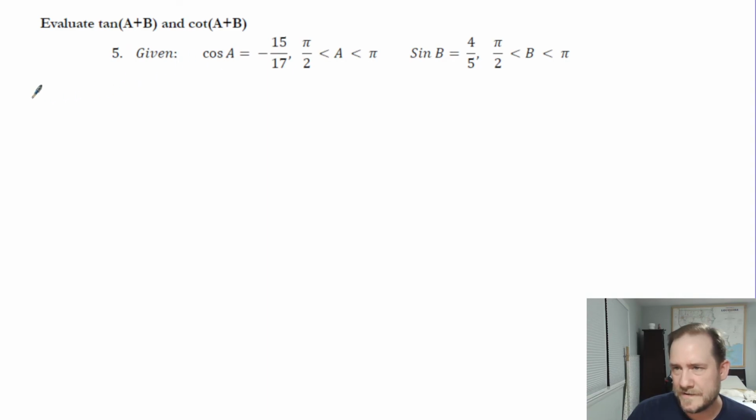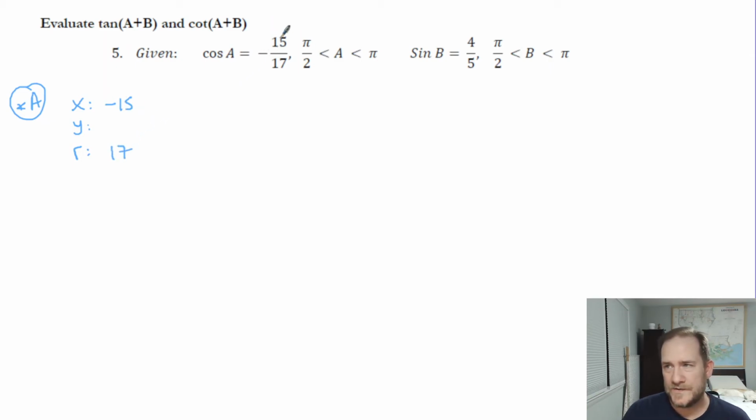So for angle A, our values of x, y, and r should be, well, they gave us cosine, and cosine is x over r. So we know we've got a negative 15 for x. We know we've got a 17 for r. Again, I know that x is negative because you can't give the negative to the radius. The radius is always positive. So it must have been the x that was negative.